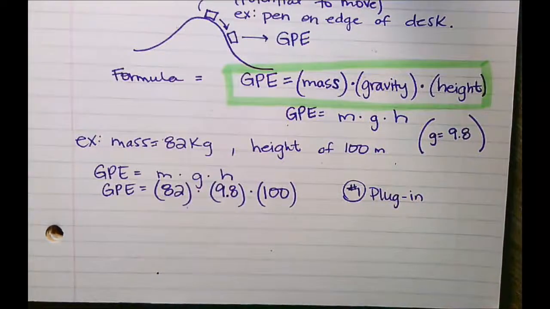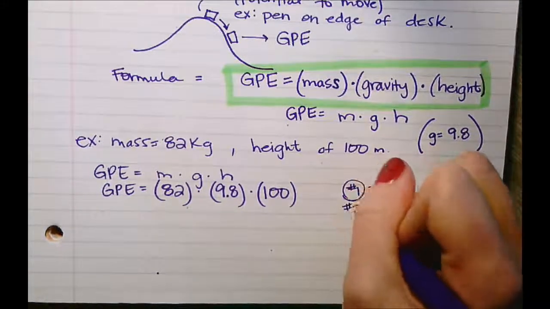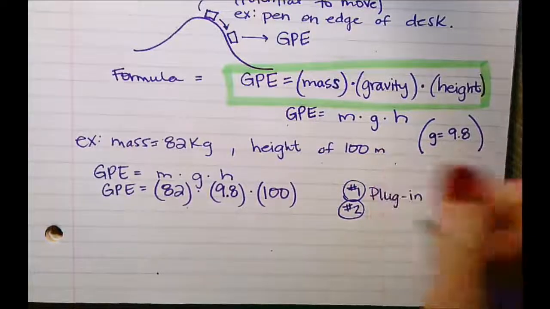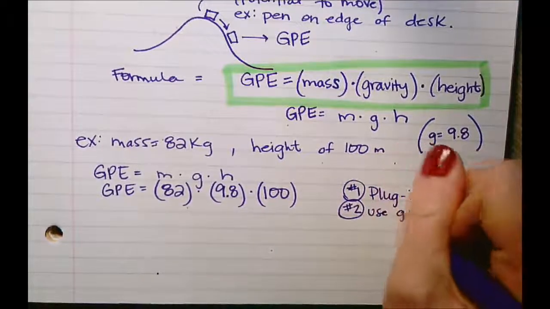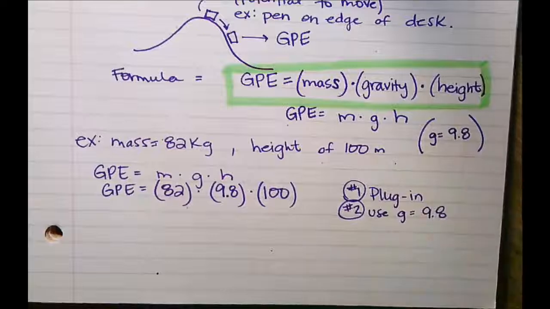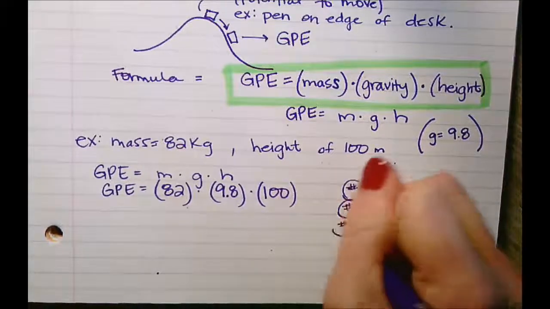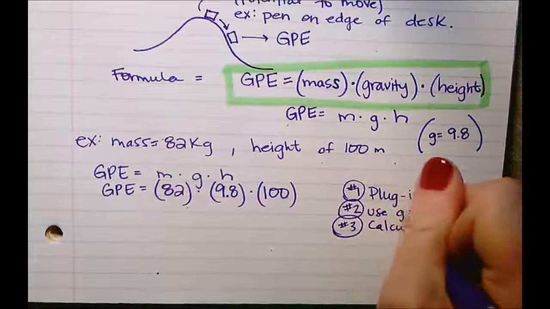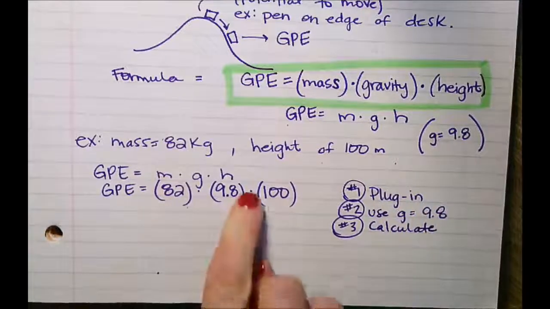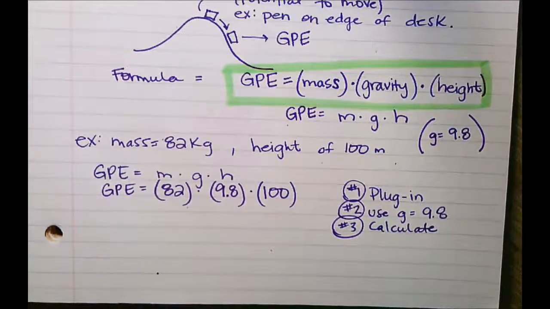Okay. Now we don't really need to square anything. So on this one, my step 2 would just be to use the G as the 9.8. So plug that 9.8 in for your G. And then my number 3 would be to calculate. So that would just be multiplying these 3 numbers together.